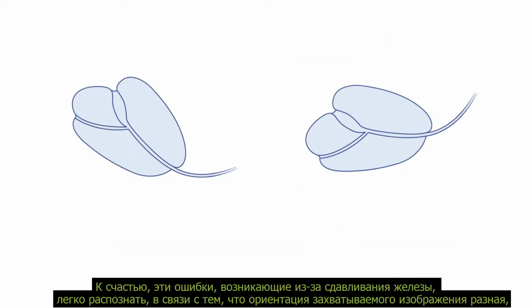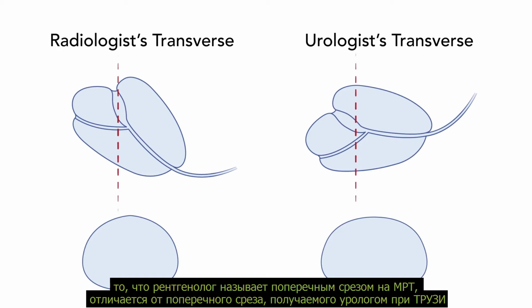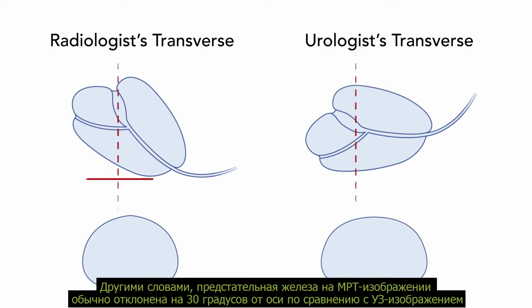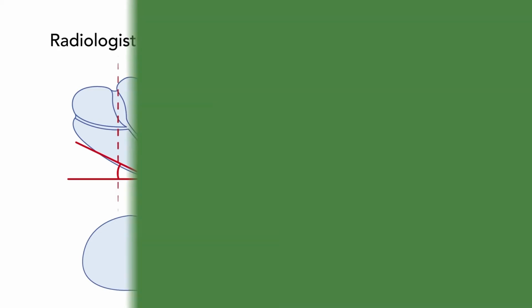However, because the image acquisition orientation differs, what the radiologist calls transverse on the MRI can be significantly different than what the urologist calls transverse on the ultrasound. In other words, the prostate is typically oriented up to 30 degrees off axis in the MRI as compared to the ultrasound, and this can be a difficult error to detect during fusion.